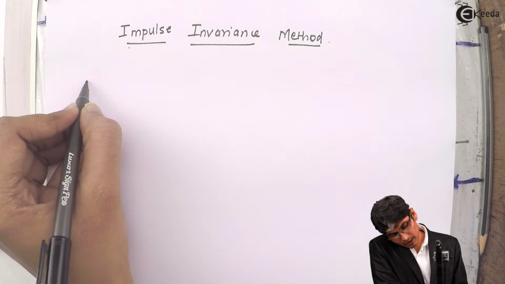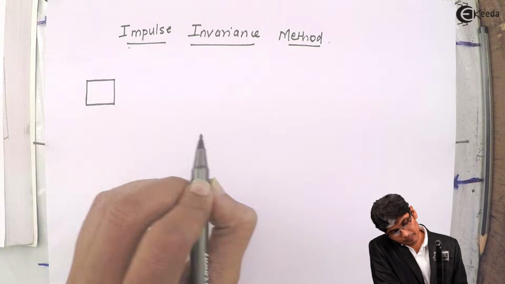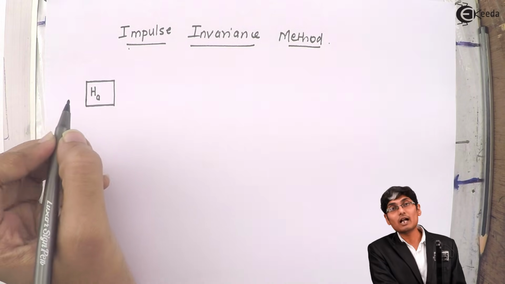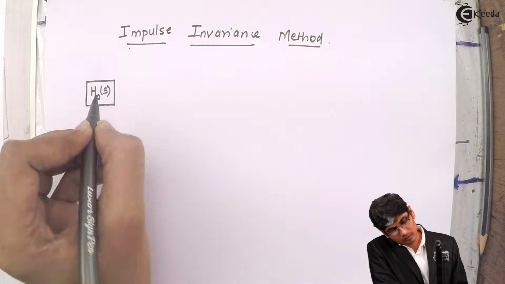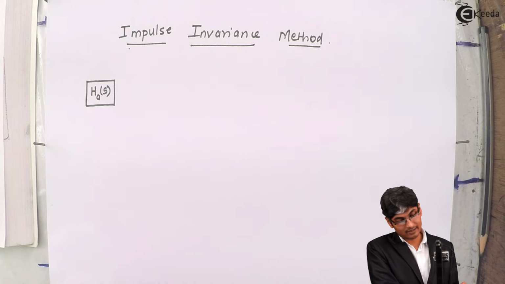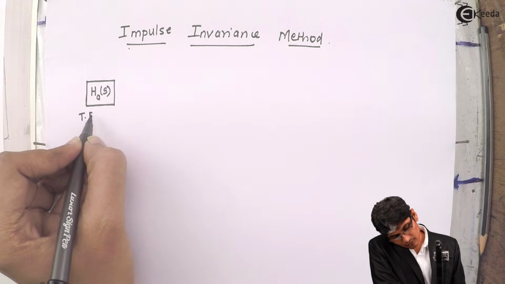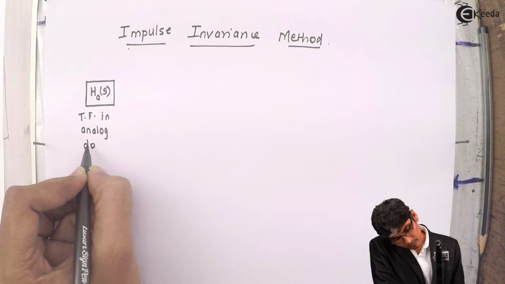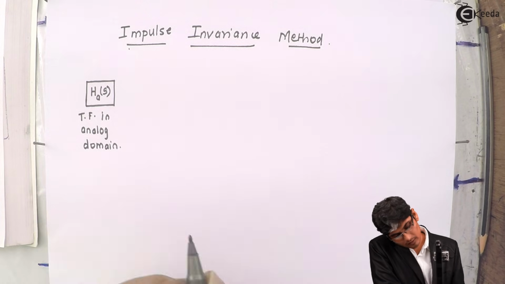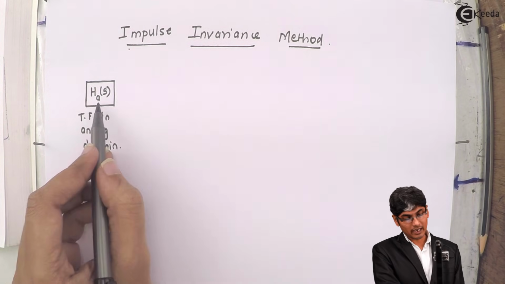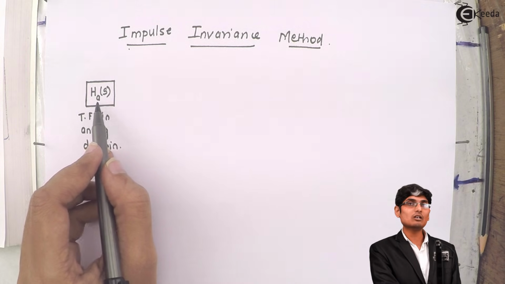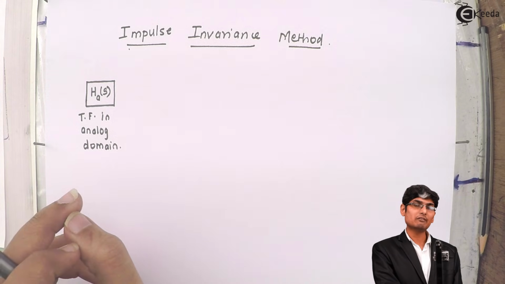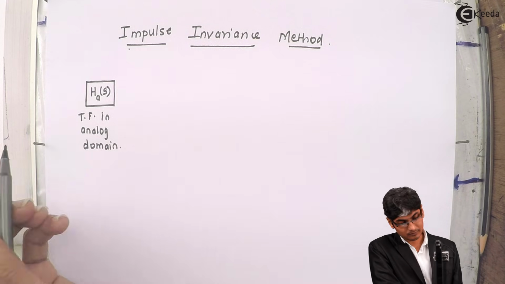So the first input to this process will be my transfer function, which is from analog domain. So I write as HA of S. So this is a transfer function in analog domain. Okay, so I write HA. A stands for analog, and because it is in analog, the domain which I will be working in is Laplace, which is S.